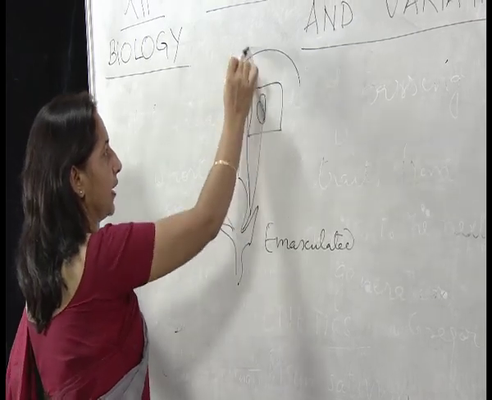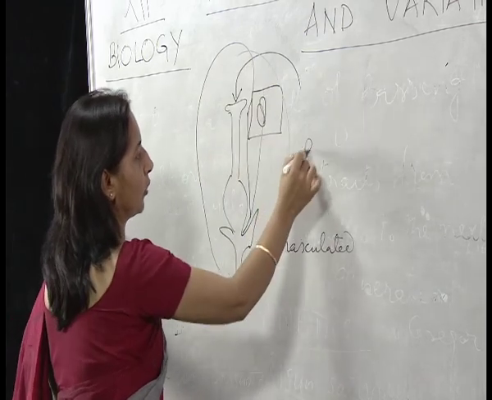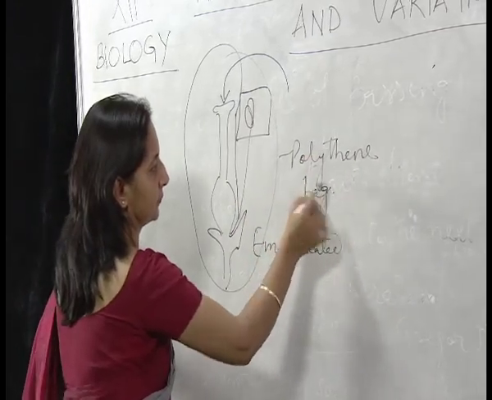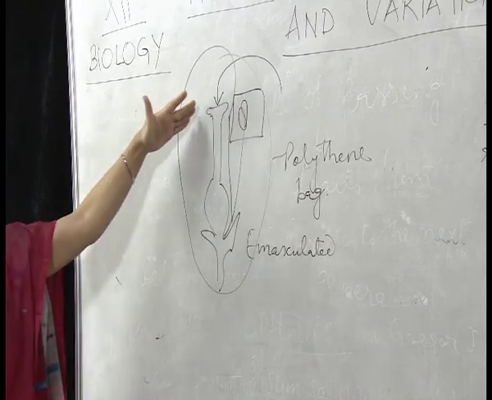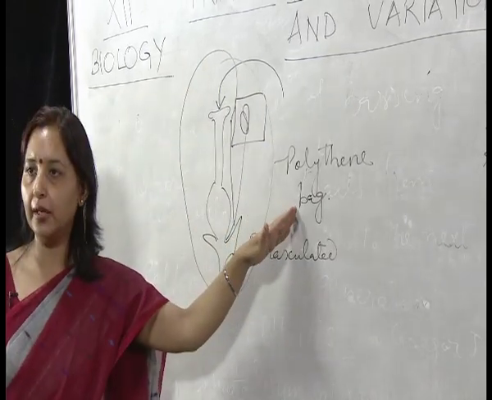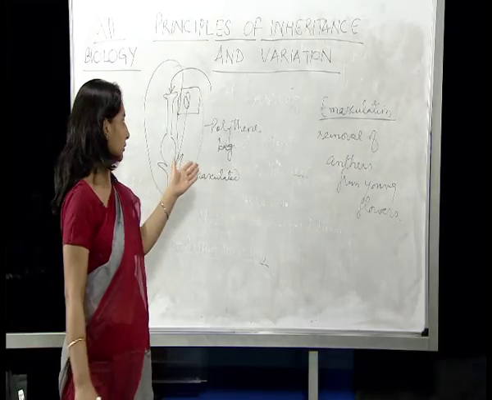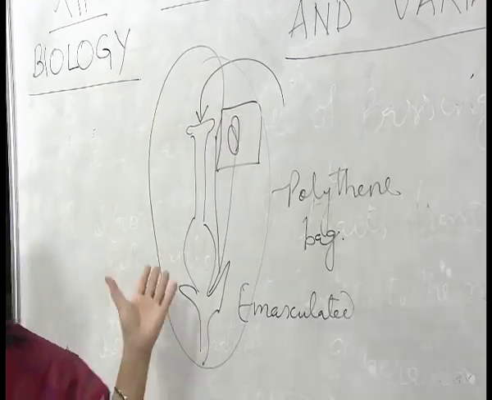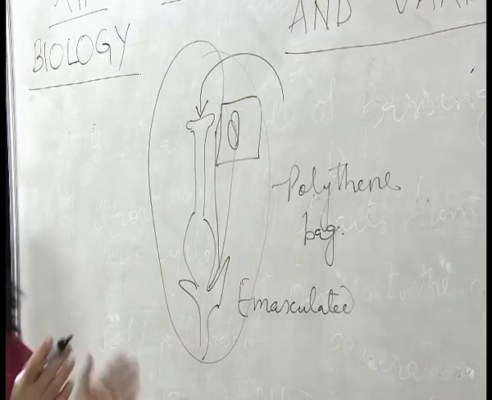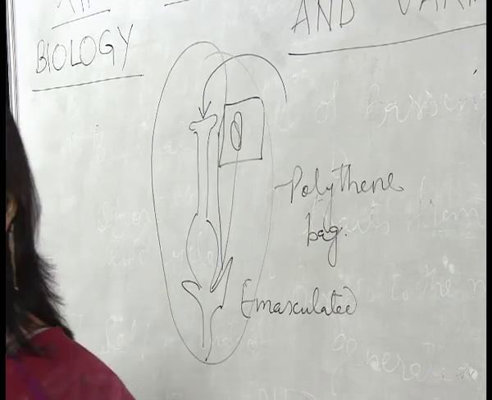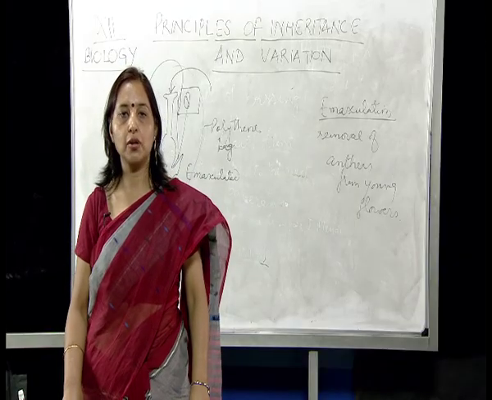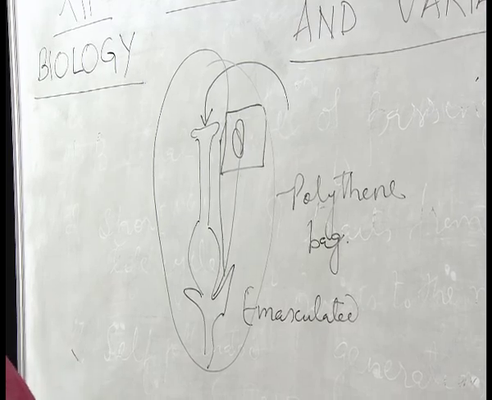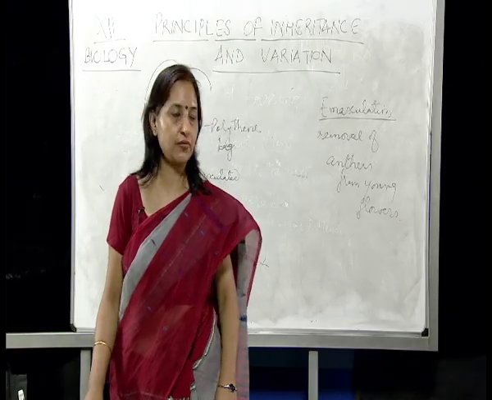Before that, this particular flower was covered with a polythene bag to avoid contamination by other undesirable pollen grains. I just repeat it, the emasculated flower was covered with a polythene bag to avoid pollination by undesirable pollen grains and then the new pollen grains were brought to the stigma whenever the plant was receptive. In this way, he cross-pollinated a number of flowers and as a result, whatever observations were taken into consideration, those observations were penned down in the form of laws. Mendel was the first one to propound the laws of inheritance, therefore he is known as the father of genetics.